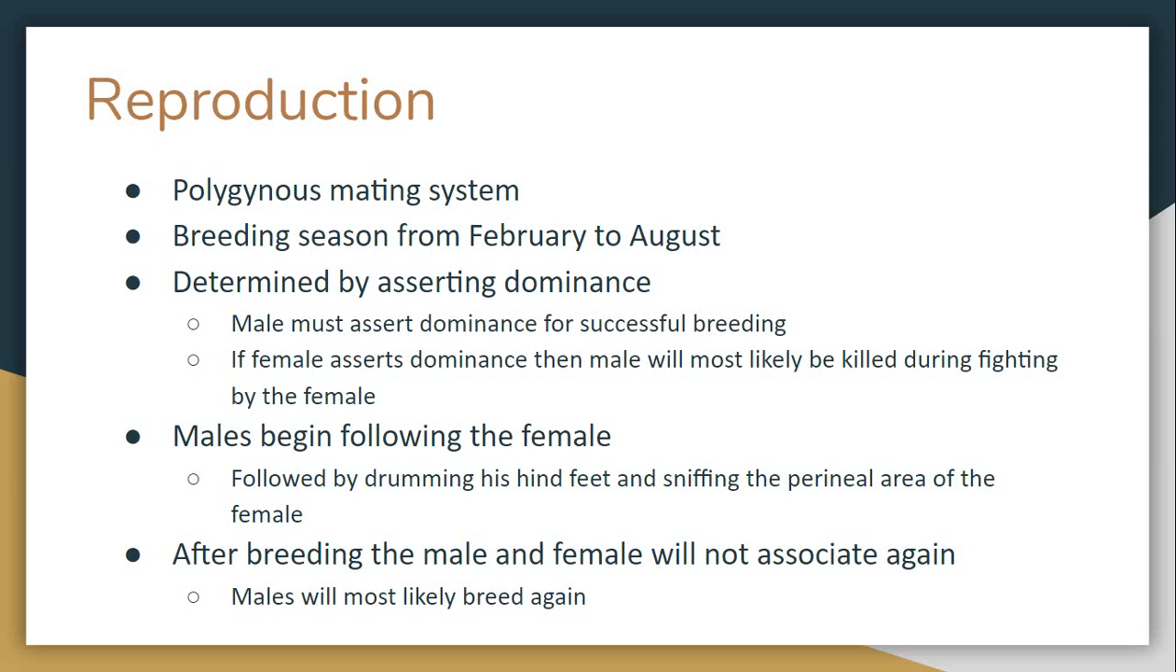Going into reproduction, they have a polygamous mating system. The breeding season starts in February and runs through August. Males must assert dominance for successful breeding. And if the female asserts dominance, then the male will most likely be killed by the female during fighting.